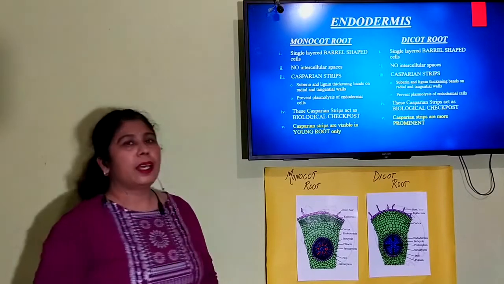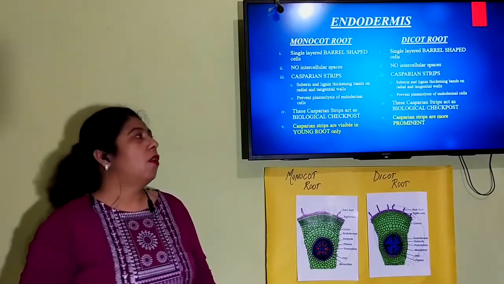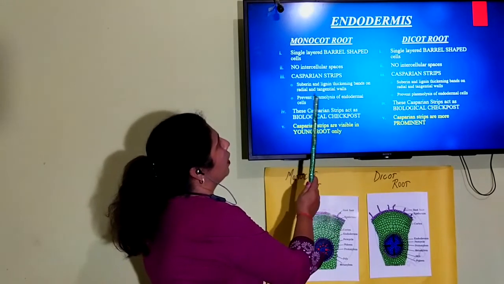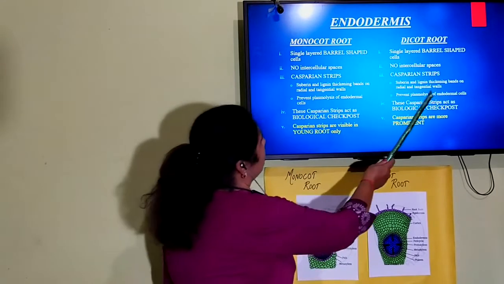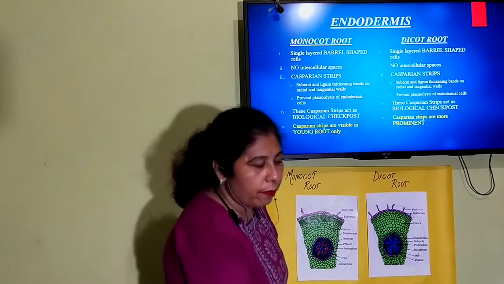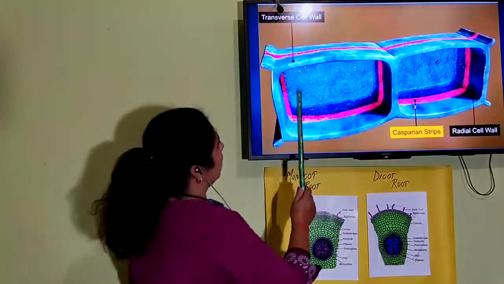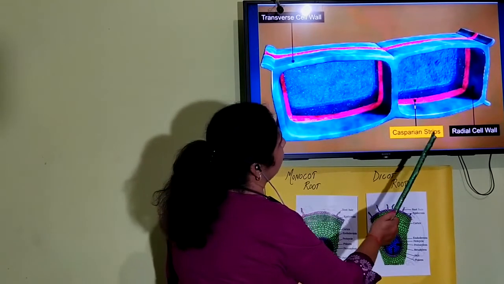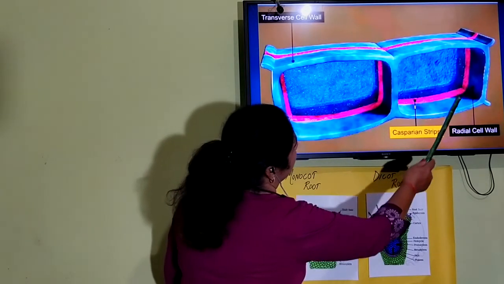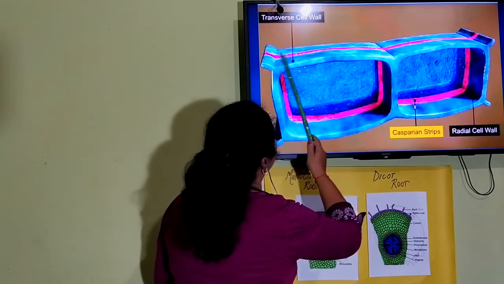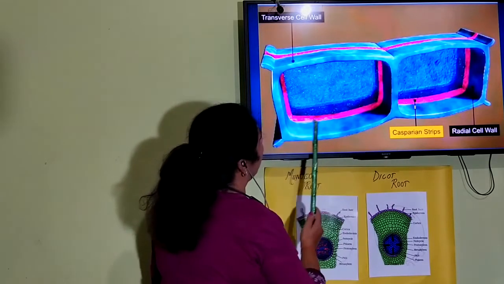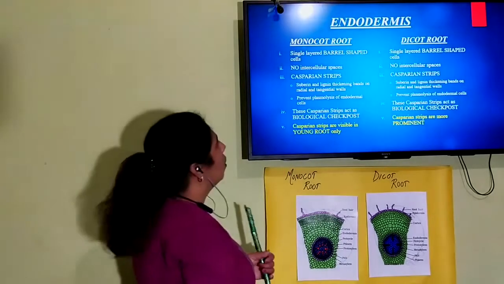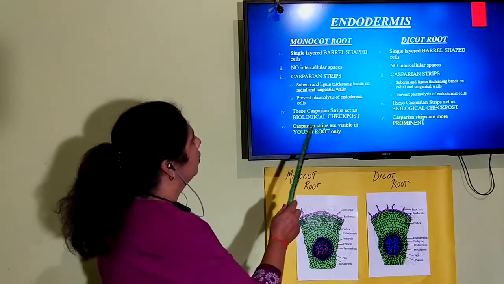Casparian strips are formed of suberin and lignin thickening bands on the radial and tangential walls. Here you can see the Casparian strips in radial and tangential walls. These are Casparian strips, thickenings of suberin and lignin. Now move to the next point.